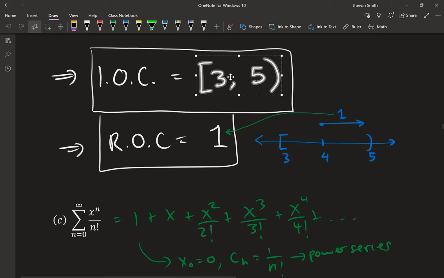And once we find the interval of convergence, we know that half the length of that interval is going to be the radius of convergence. You can find the length of the interval by taking the right endpoint minus the left endpoint. So for example, if I take 5 minus 3, the result is 2. So the whole length is 2, half of that is 1. So you can get the radius of convergence there as well.